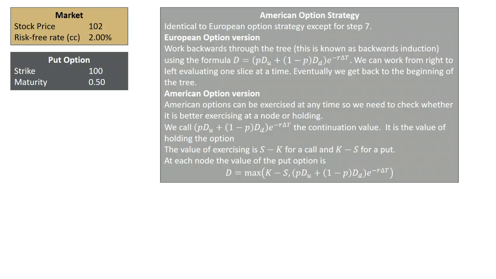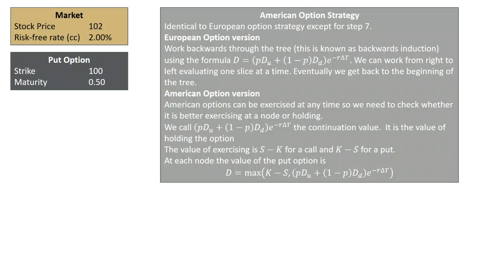So we look at step 7. In the European option, we're simply using this formula: D equals P times du plus 1 minus P times dd, the whole thing discounted by e to the minus r delta t. For an American option, we have to decide whether it's worth exercising at any node or holding the option. So we call this value for the European option the continuation value, and that's the value of continuing to hold the option. The value of exercising is the stock price minus K for a call, and K minus S for a put.